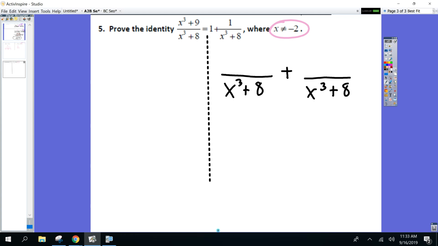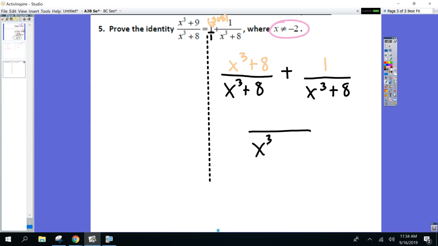All right, here we go, guys. Let's start with the 1. You said it was over 1. So what do I have to multiply 1 by to get x cubed plus 8? x cubed plus 8. Yep, I don't want to make this any more difficult. So what's going to go in my first denominator? x cubed plus 8. Do I need to multiply this second fraction by anything? No, it's already x cubed plus 8. So what am I going to put on top? A 1. Okay, combine your numerators.